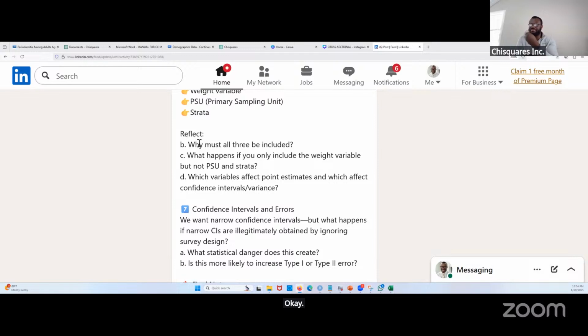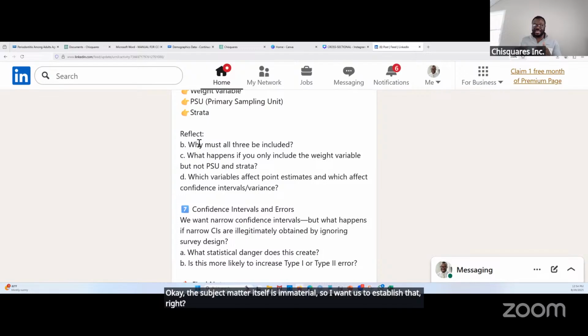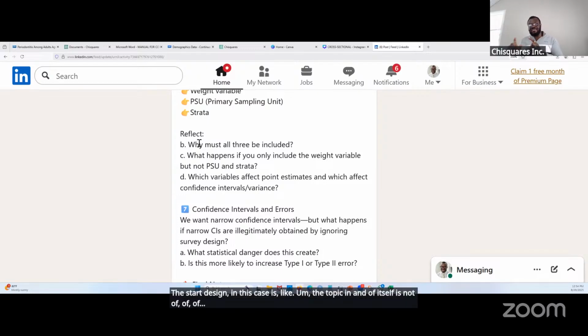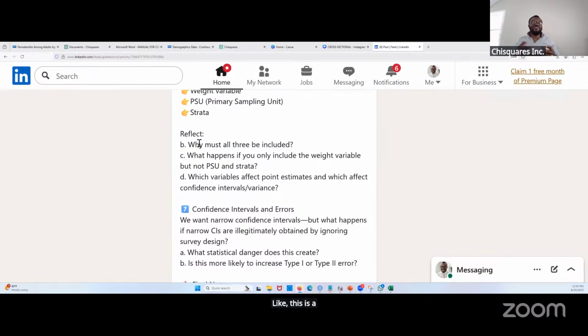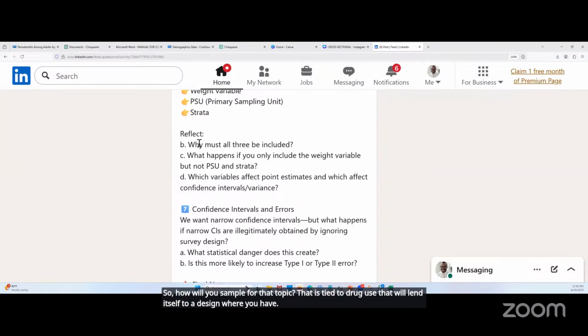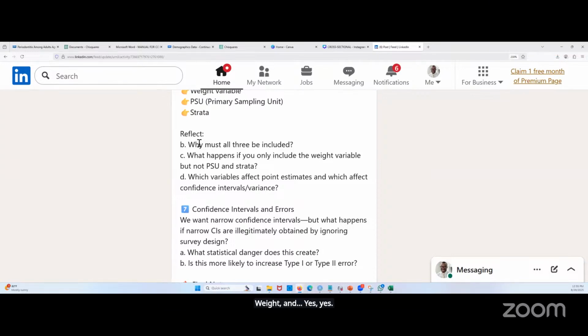Okay, the subject matter itself is immaterial. So I want us to establish that, right? This is a methodology class, so we're not really interested in the topic itself, but in the execution of the methodology for that topic. So how will you sample for that topic, titled drug use, that will lend itself to a design where you have weights and PSUs, but not necessarily strata?